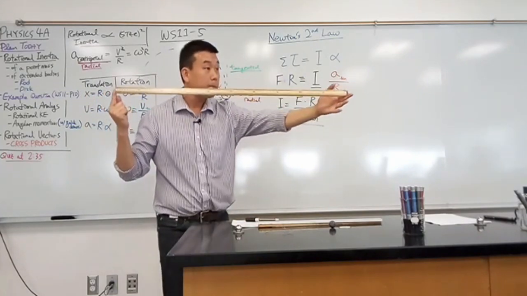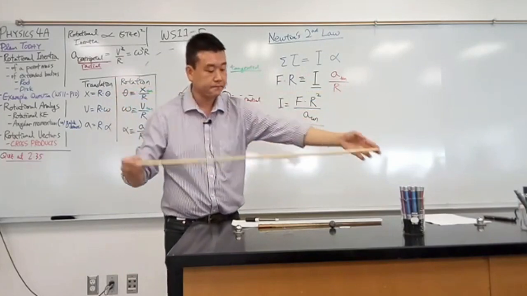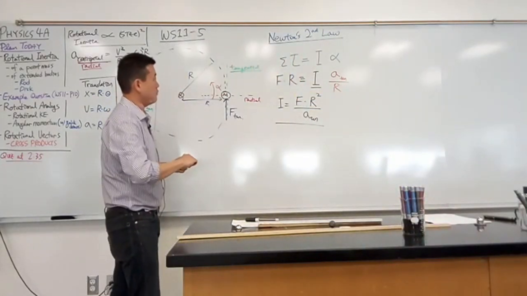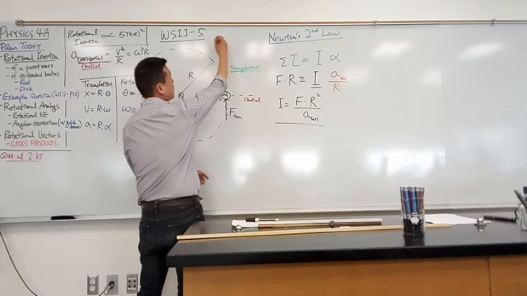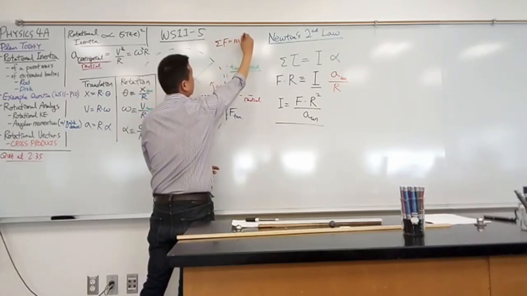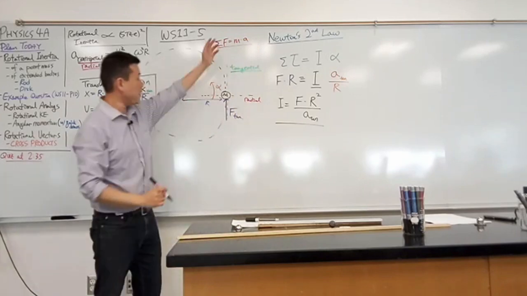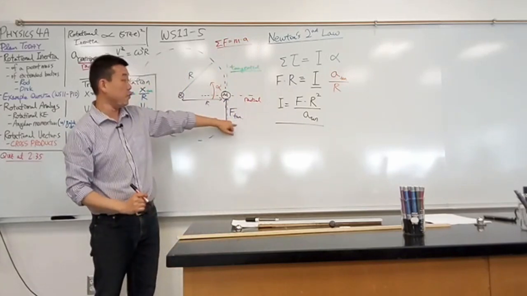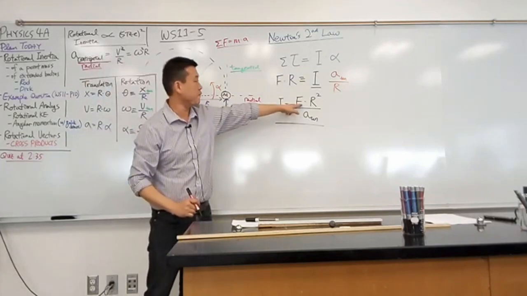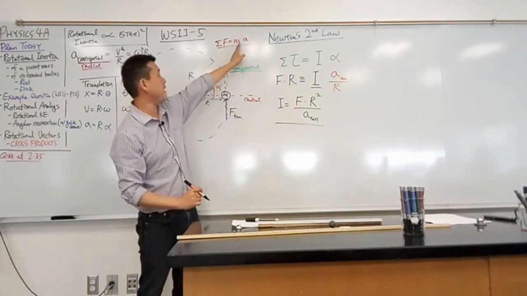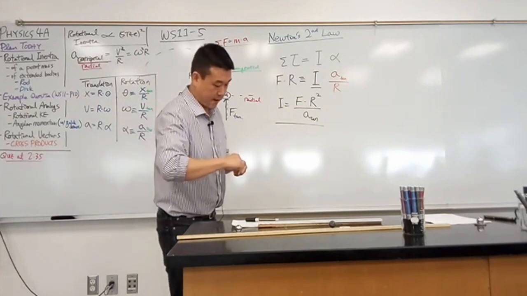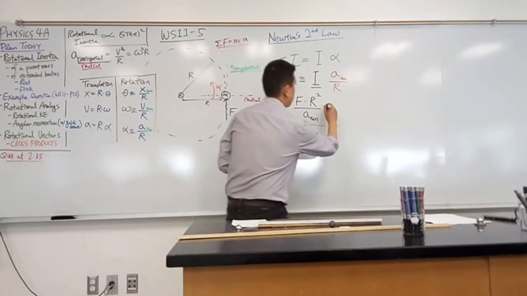Asia? Yeah. So you use Newton's second law. Recall from Newton's second law for translation, we said the net force is equal to mass times acceleration. Here, in the tangential direction, this is the only force. So we can say this tangential force should be equal to mass times the tangential acceleration. So when you write that out, this is what you get.